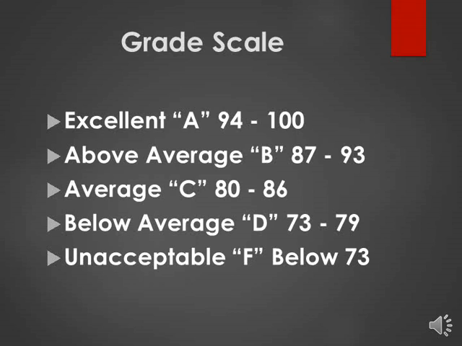Below average means that a student has earned a numerical value of 73 to 79 per course. An unacceptable below 73 numerical value is designated as an F. It is important that you strive to earn a minimum of C or better. Please keep in mind that we have employers that request transcripts of students and that the grade scale is reflected on your official college transcript.